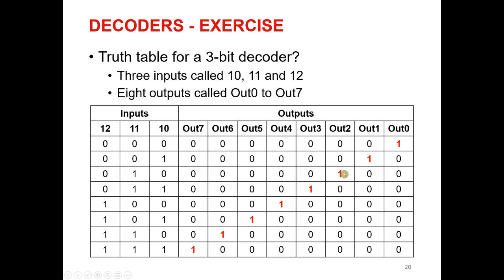It's like incrementing. You could use a trick: convert the inputs from binary to decimal. 0, 0, 0 will be 0, 0, 0, 1 will be 1, 0, 1, 0 will be 2, 0, 1, 1 will be 3. You can use that to know which output to select. So 1, 1, 1 converted from binary to decimal will be 7, which is actually the output selected here. Okay.